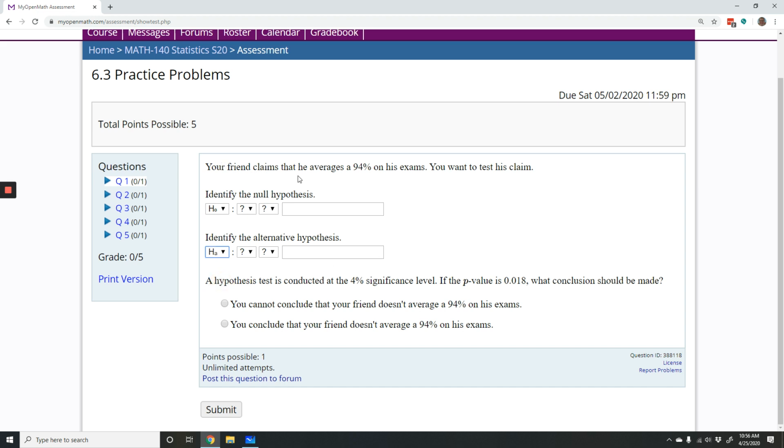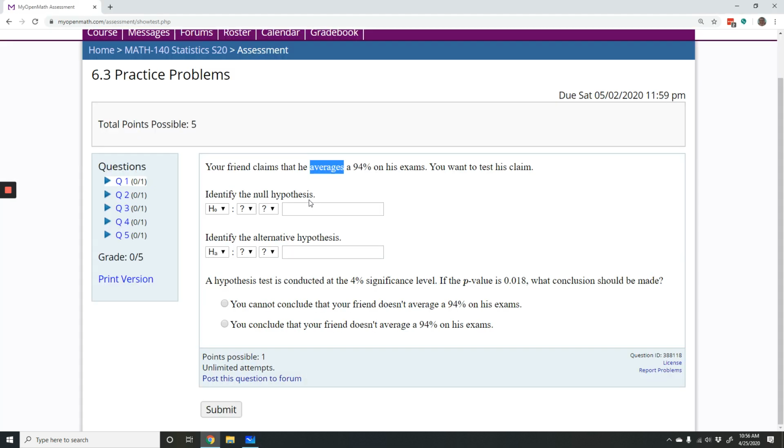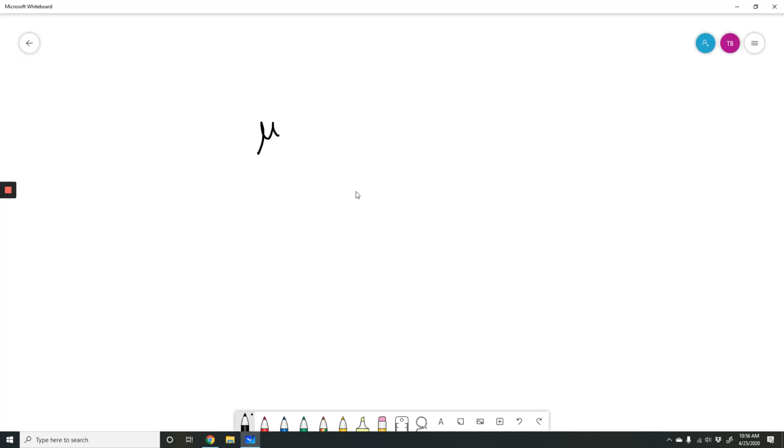So your friend claims that he averages 94% on the exam. First off, we're talking about an average. So that means we're going to use the symbol mu here. So we're not talking about a population proportion, we're talking about a population mean. Okay? And your friend claims that he averages 94% on his exams. Notice he's not claiming that he averages more than 94% or at least 94% on the exam. He's claiming that he averages exactly 94% on his exams. So exactly 94% would mean that the claim is that the population mean is equal to 0.94.